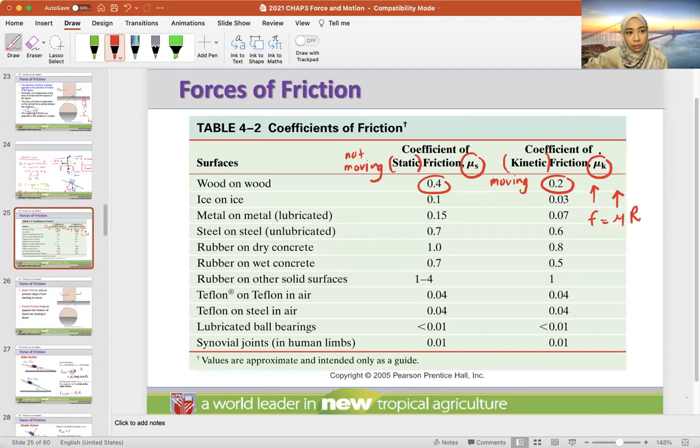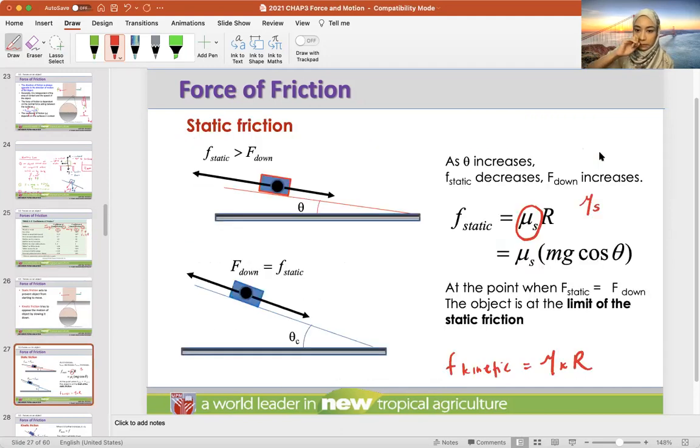If they did not label S or K, then you just take it as it is, as just the coefficient of friction. Tak payah kisah dia static ataupun moving. Okay.